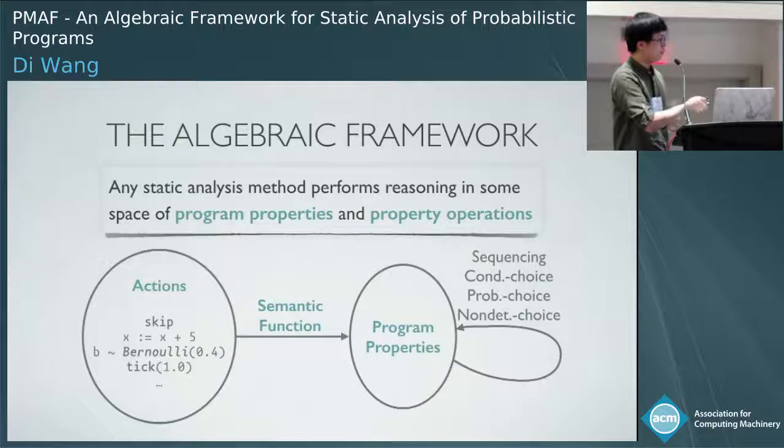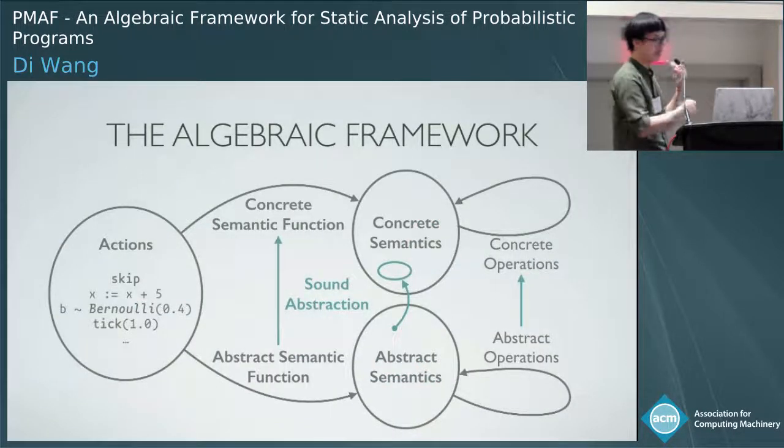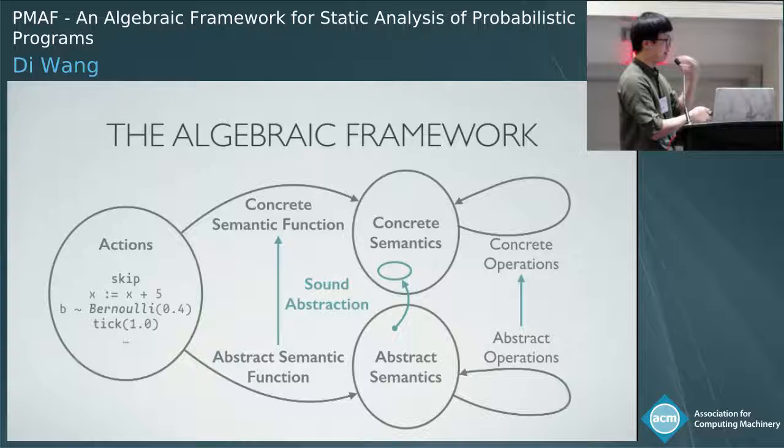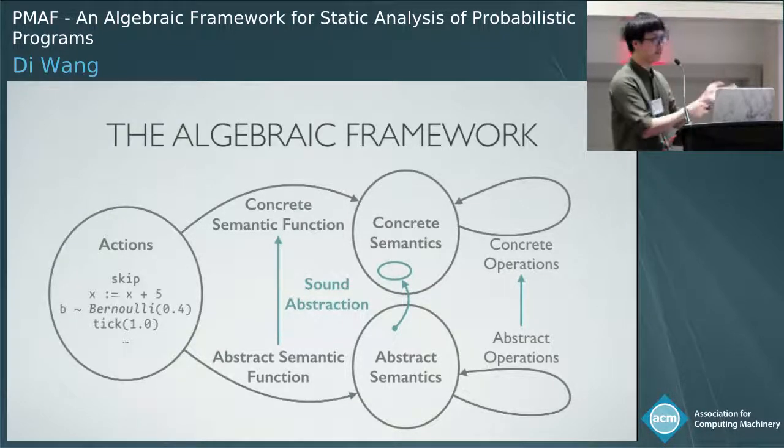So here, we can think of this as a method to assign concrete semantics. But if we use another semantic function, we can think of this as an abstract semantic function which maps your programming language into an abstract domain where you want to perform your static analysis. By doing it this way, if we want to prove our analysis is sound, you only need to show that your abstract mapping function is a sound approximation of the concrete one, as well as prove that your operations soundly approximate the concrete ones.